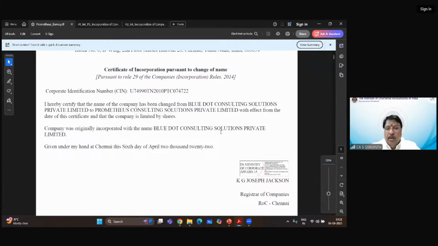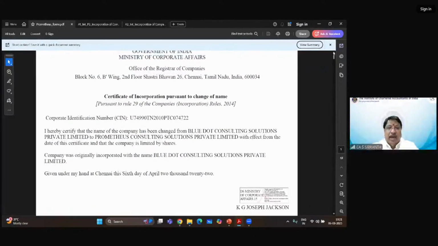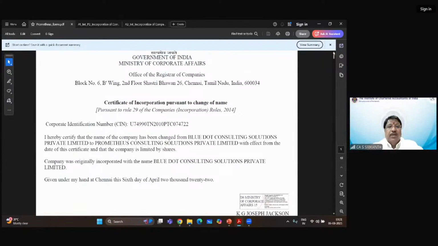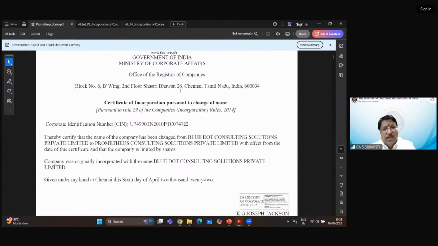Not my company, but a company owned by my wife and her sister, which does consulting. They hire me for doing consulting work. When they get a consulting assignment, they hire me and I give consulting. Not income tax and company law, that I do in my firm, Karpagam Krishna Natarajan. Productivity consulting, strategic consulting, such work we used to do in Blue Dot Consulting Solutions. But now the name has been changed to Prometheus Consulting. So this is that certificate of incorporation.